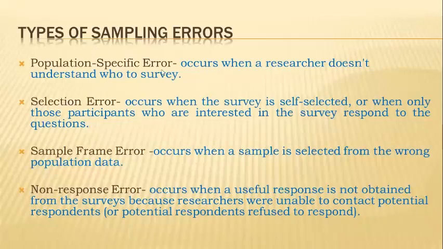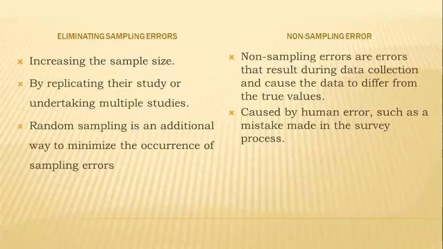First is a population specific error, which occurs when a researcher does not understand who to survey. There is a selection error, when the participants are not interested in the survey and do not respond to the questions. Then there is a sample frame error, which occurs when a sample is selected from the wrong population data. And no response error is when you are not able to get any response from them, when they refuse to respond to your queries and questionnaires.